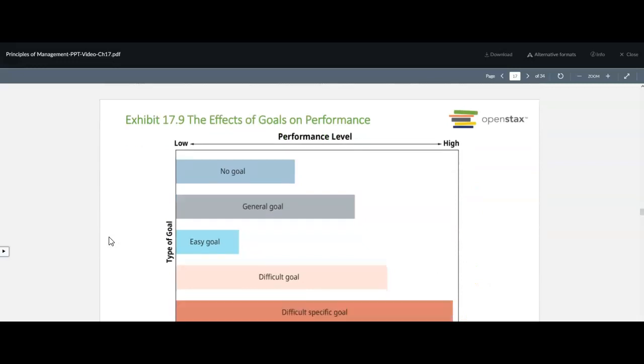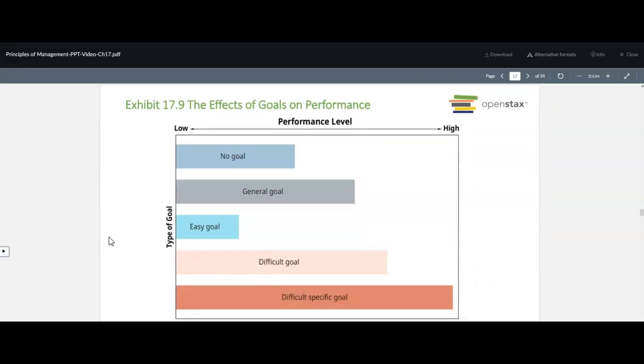And there's a lot of concept checks throughout this one. So the other thing, the effects of goals on performance. What that means is when you have performance that you're measuring, if you have no goals, it's really hard to assess performance. So you'll see that if you have no goal, the performance level is fairly low. If you have a general goal, the performance level is mediocre. If you have a really easy goal, the performance level can also be low.